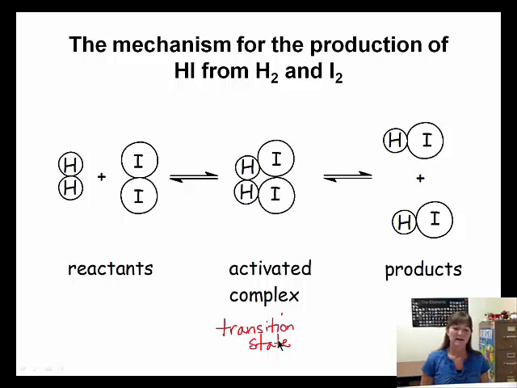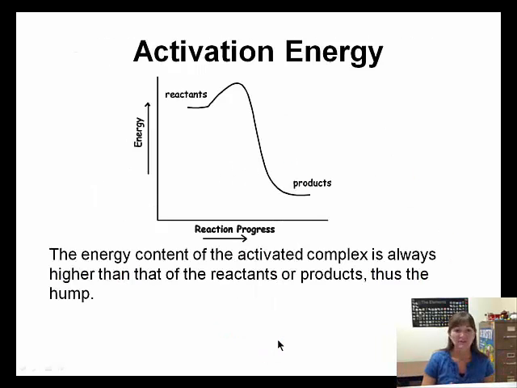So in the transition state, or the activated complex, you're like halfway between the reactants and the products. It turns out that the energy content of that activated complex, that intermediate molecule, is always higher in energy than the reactants or the products. Therefore, you always get this hump.